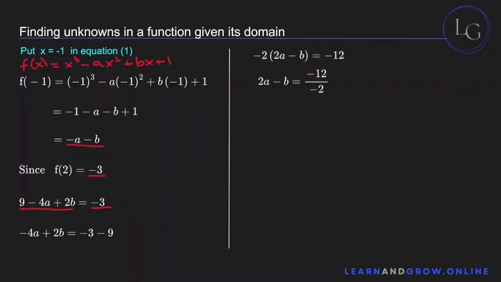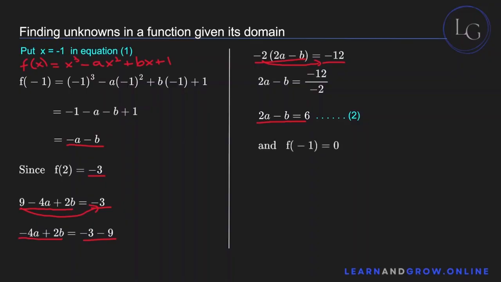Once you simplify this, just take this 9 to the right hand side. So minus 3 minus 9 on the right hand side and minus 4a plus 2b on the left hand side. Minus 3 minus 9 gives you minus 12, and take 2 common on the left hand side. So that becomes minus 2 into 2a minus b. Fairly simple. Take this negative 2 to the right hand side. So negative 12 divided by negative 2 gives you 6. So 2a minus b is equal to 6.